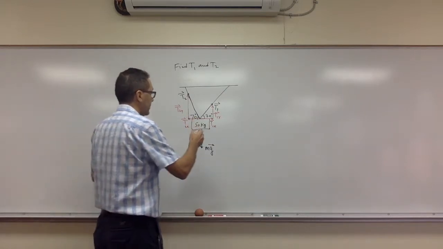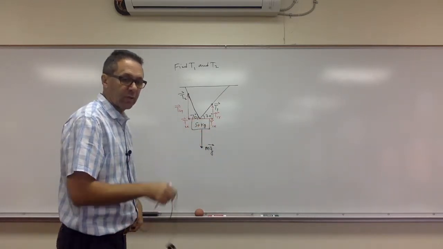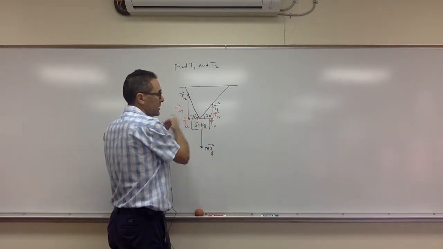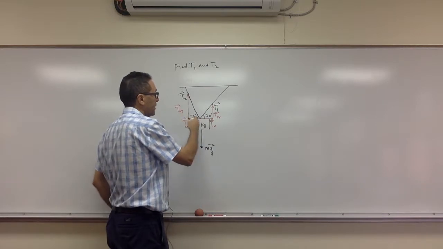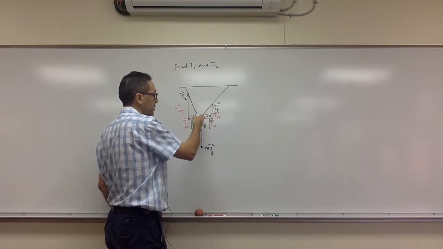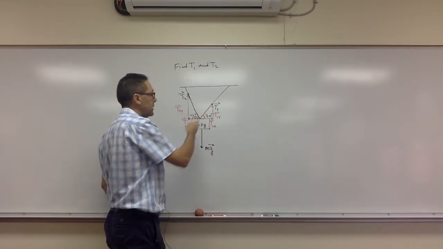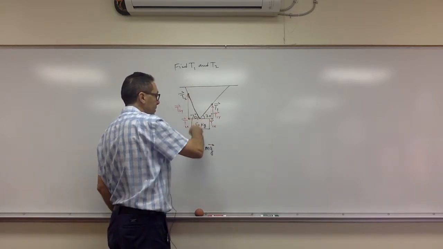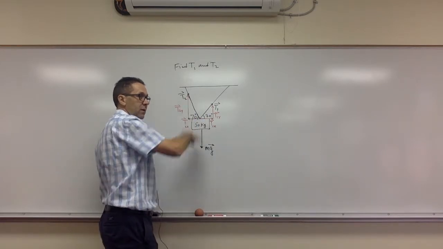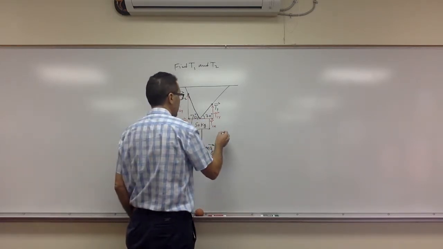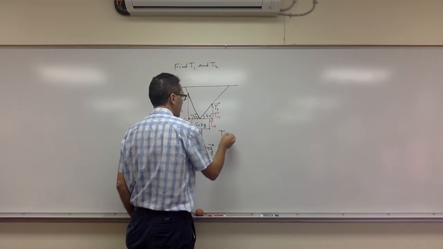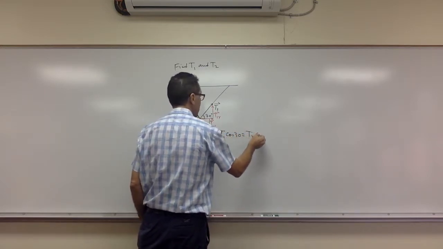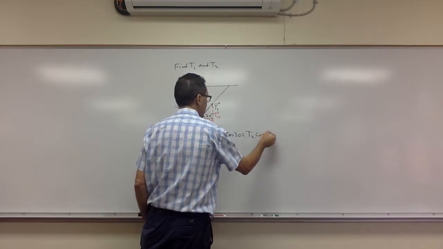So if you want to find T1 and T2, and I already did the drawing here, you're going to say, you know what? The object is not moving right and left, so the components of the tension right and left have to balance, and the components of the tension up, or the two tensions up, must equal mg. This way, the object doesn't move this way. So I think it should look something like this. T1 cosine of 30 is equal to T2 cosine of 70.